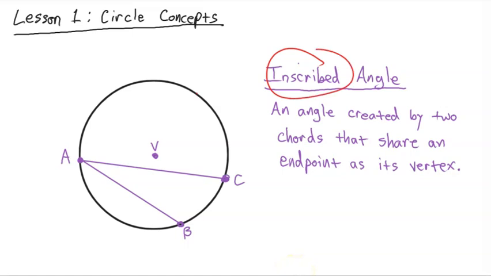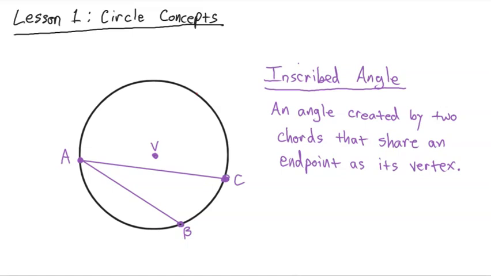All right, now let's talk about what's called an inscribed angle. An inscribed angle is an angle that's created by 2 chords, okay? So a central angle is 2 radii. They make an angle. Well, this is where 2 chords make an angle. Now, in order for that to happen, they have to share an endpoint.